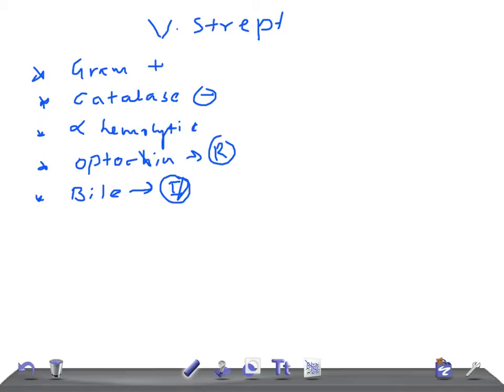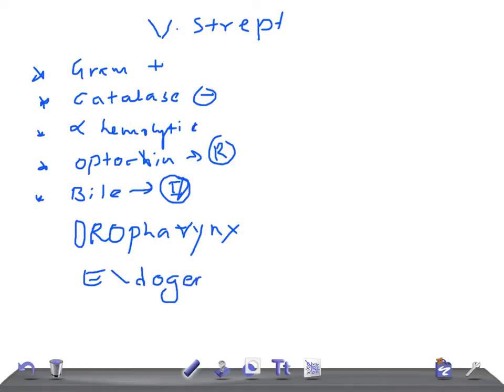And where do they live? What's the reservoir? Normal flora in the human oropharynx. That's why you need to clean your teeth all the time. Okay, good. What's the transmission? Transmission is endogenous. Okay. And how does it cause a dental caries?